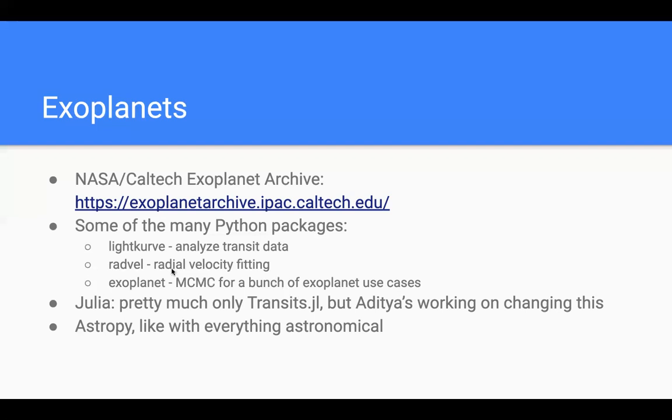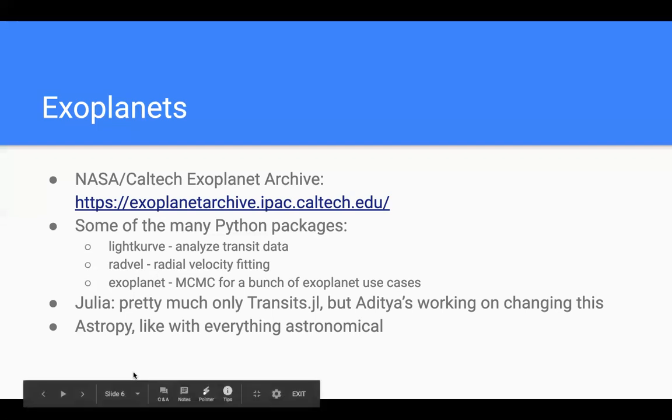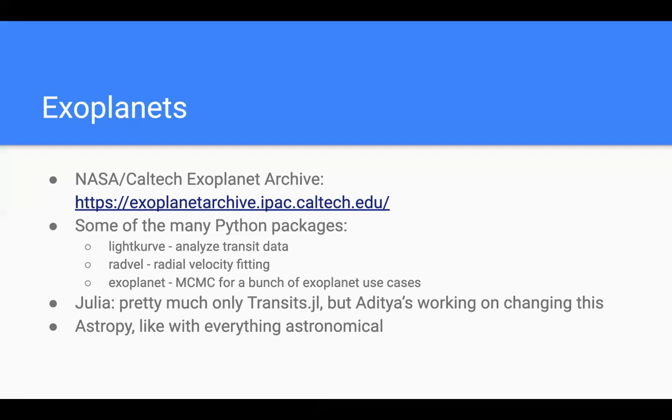Another one I've heard of is RadVel for fitting radial velocity, which is the other main mode of looking at exoplanets. And there's a bunch of other packages that do MCMC, which is a statistics thing that I'll talk about in a couple of weeks that's really generally useful, that have all been collected into this package, just handily called Exoplanet. So those are some things you might want to check out. Also, like everything to do with astronomy, AstroPy is a really useful resource for loading from FITS files or dealing with astro-relevant unit systems and things like that.